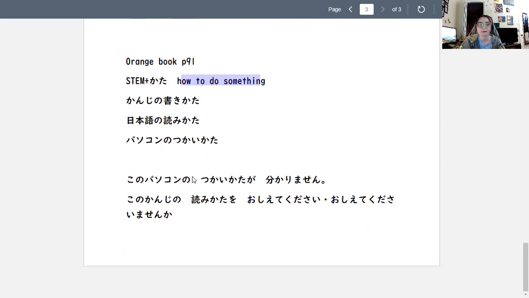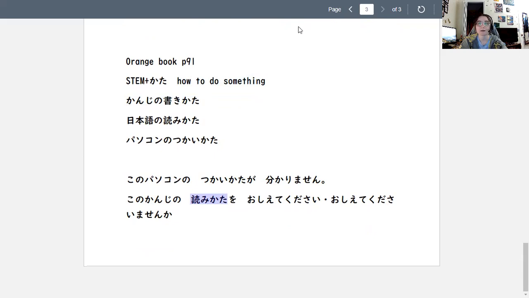Okay, and then this just combines the form, so the verb plus kata, and then adds it into a sentence, because this alone is not a sentence. You would have to add something onto it. So if you can see below here as well, you're turning the verb into kata, and then you're adding on to the rest of the sentence.